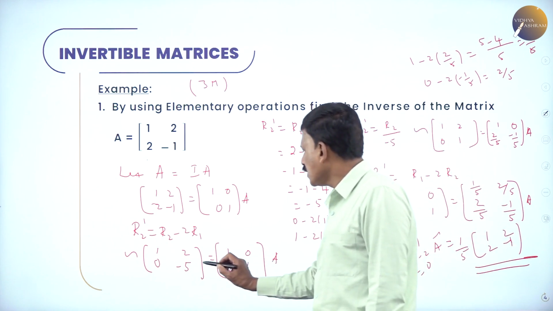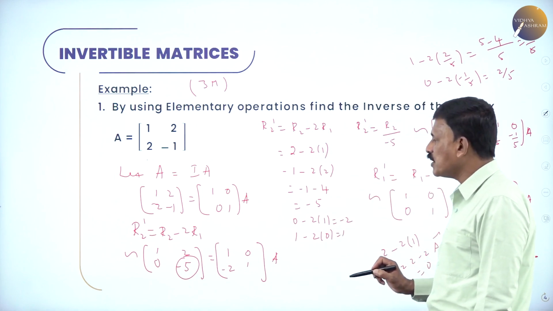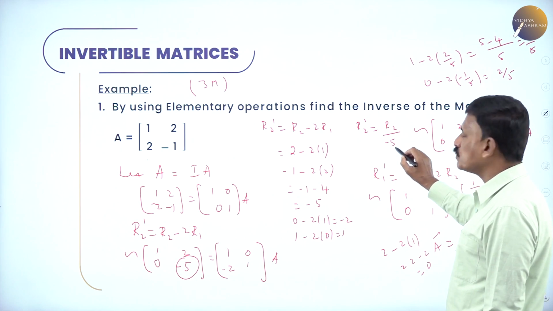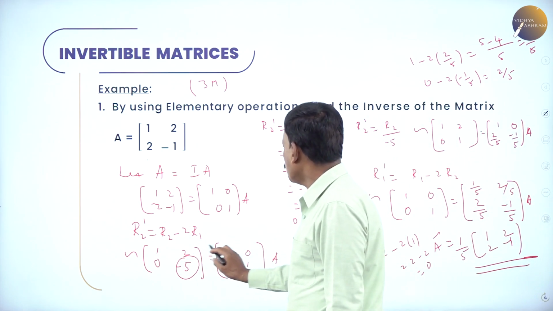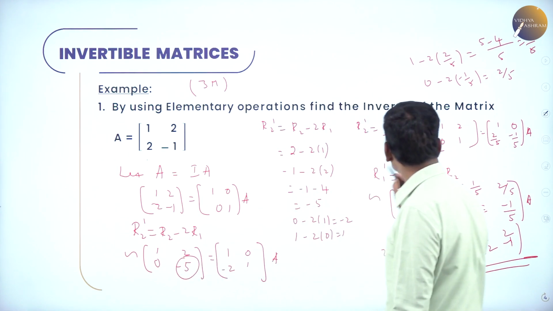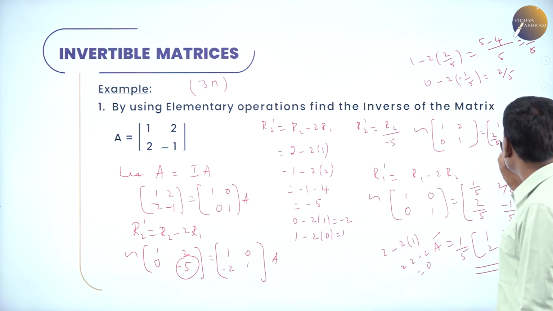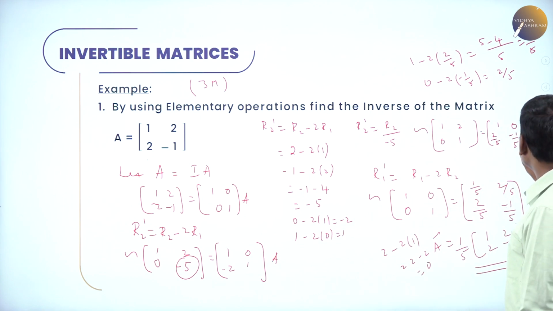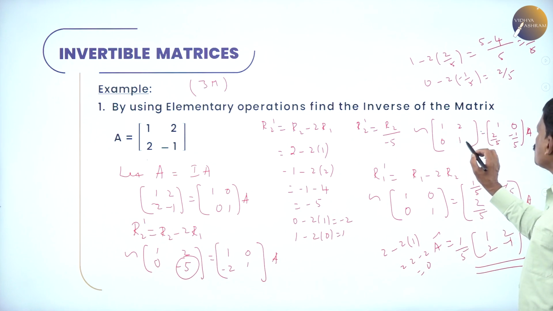Now let us convert this minus 5 to plus 1. So for this, divide by minus 5. So R2 dash is equal to R2 by minus 5 is the operation. This is the same, 1, 2, 1, 0 same. 0 divided by minus 5 is 0. Minus 5 by minus 5 is equal to plus 1. And 1, 0 same. Minus 2 by minus 5 is 2 by 5, and 1 by minus 5 is minus 1 by 5. Now, so it is 1, 0, 0.